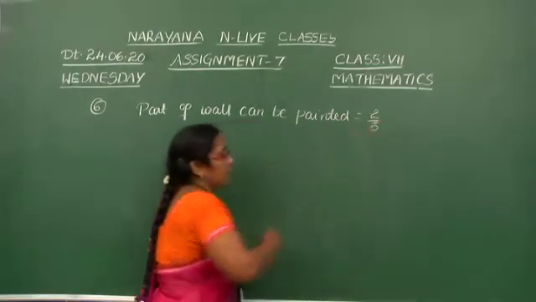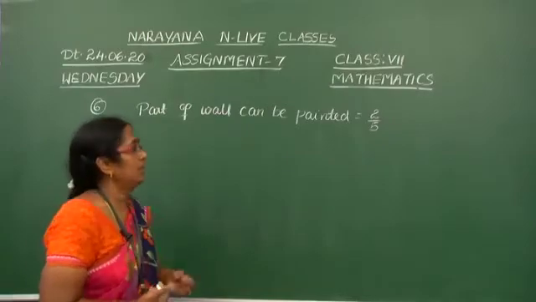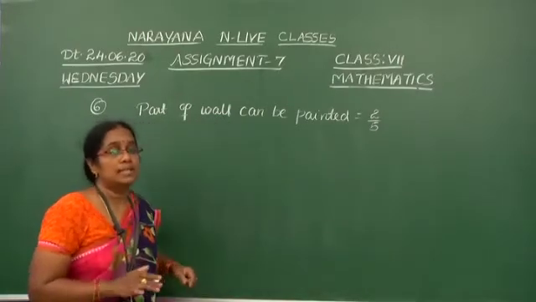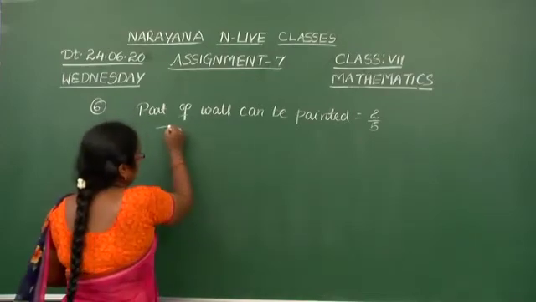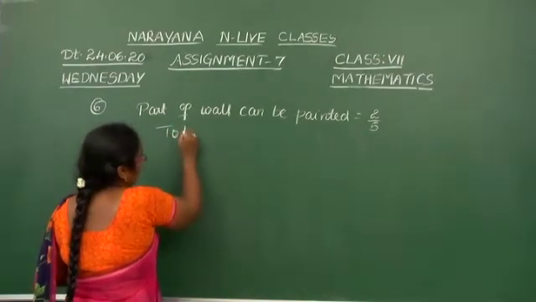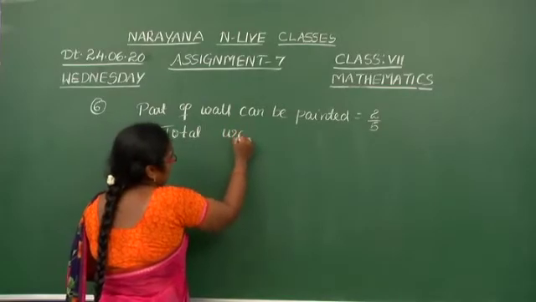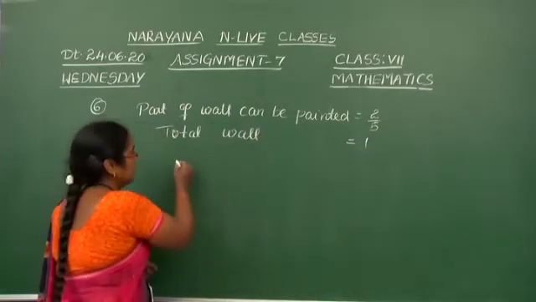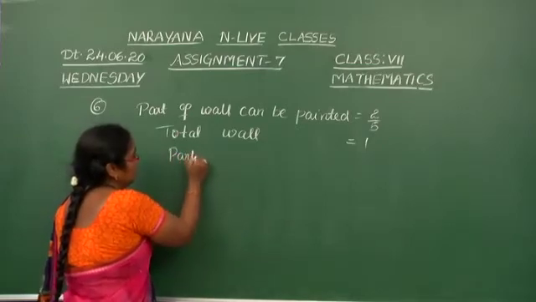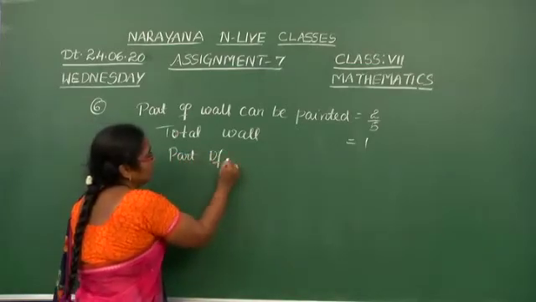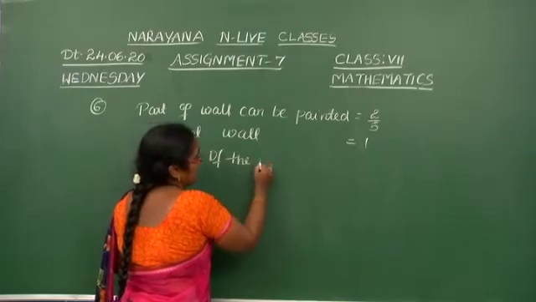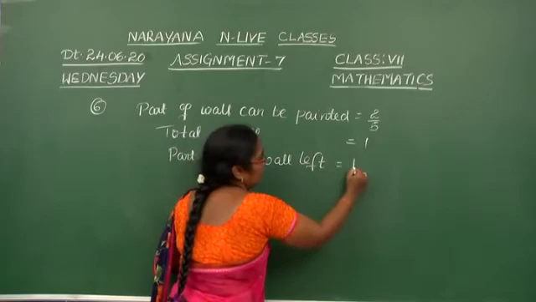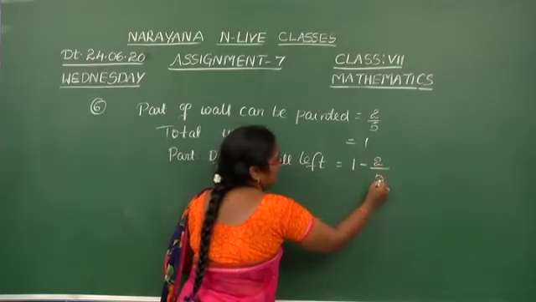So what part of the wall is left means what we will do? We have to subtract. So here the total wall we should consider as 1. Total wall is 1. So the part of the wall left, we have to subtract here. 1 minus 2 by 5.